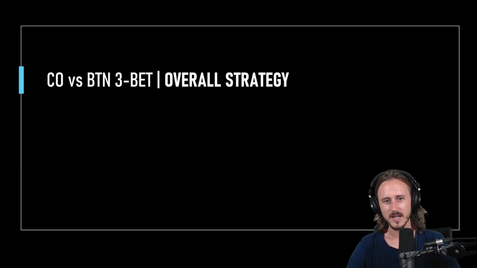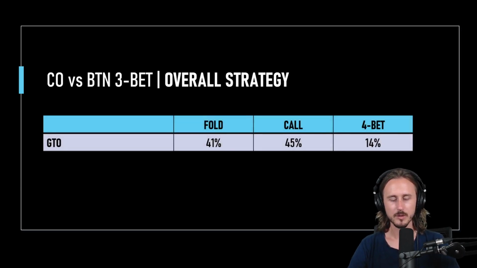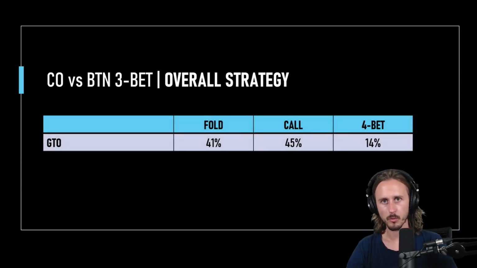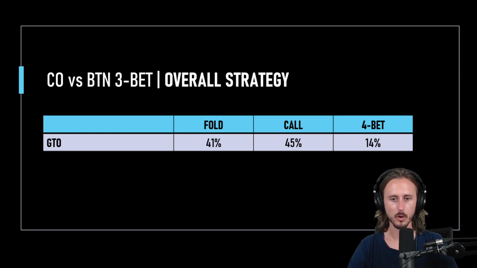Okay, let's first of all compare the overall strategy here. If we look into a GTO setting, and we open raise in the cutoff and the button 3-bets a normal frequency here, we are supposed to fold 41% of the time. We're calling 45% and we're 4-betting 14% of the time if the action comes back to us.